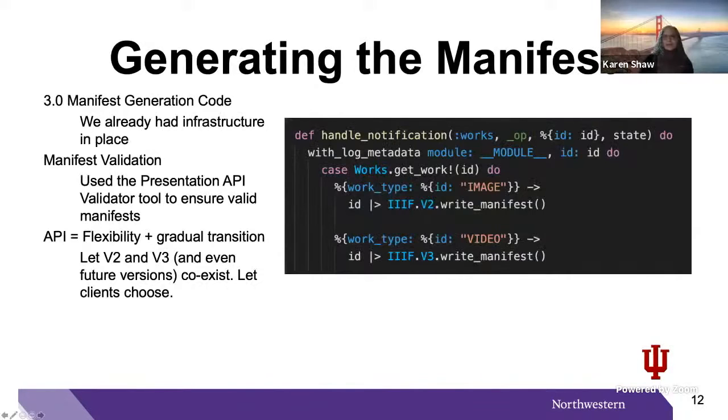Yeah, so writing the manifest generation code for V3 was fairly quick. We already had most of the infrastructure in place for producing the V2 manifests. We did leverage the online presentation API validator tool quite a bit in trying to ensure that we were producing valid manifests. And in terms of presentation API version, as I mentioned before, we had decided we're basically going to support both Pres 2 manifests and Pres 3. So we focused on architecting coexisting routes that would allow us to migrate our images to V3 at any point in the future, or to produce both types for images and let clients choose, and also to support other versions possibly in the future.